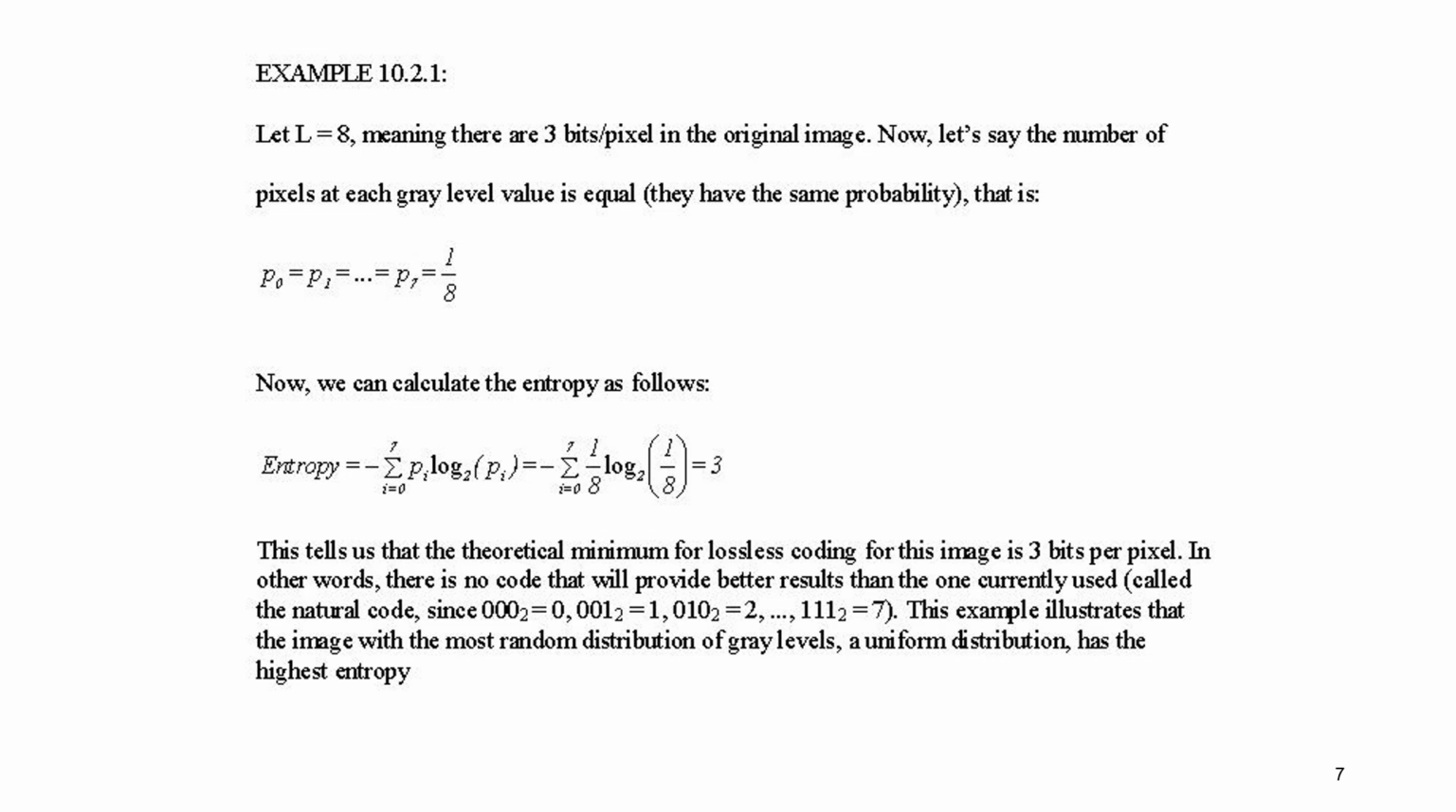For example, 000 base 2 is equal to 0, 001 base 2 is equal to 1, 010 is equal to 2. Same way 111 base 2 is equal to 7. This example illustrates that the image with the most random distribution of gray levels, a uniform distribution, has the highest entropy.